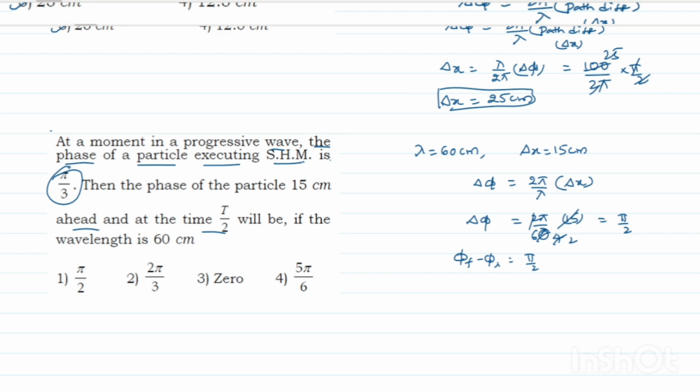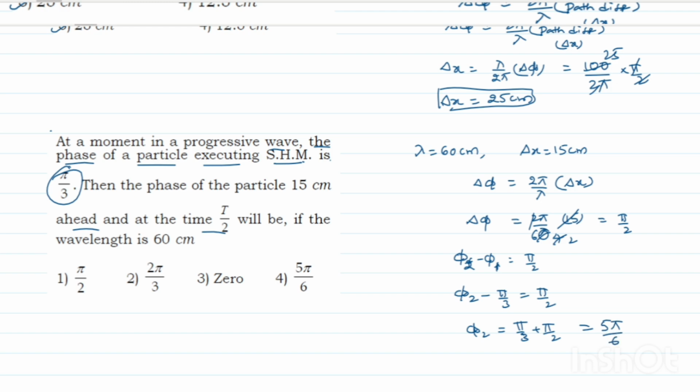Or else you can take phi 2 minus phi 1. We don't know the final value phi 2, but the initial value is given: the initial particle is executing with a phase of pi by 3. So phi 2 minus pi by 3 is equal to pi by 2. Then phi 2 is equal to pi by 3 plus pi by 2. When you take the LCM, we get 5 pi by 6.